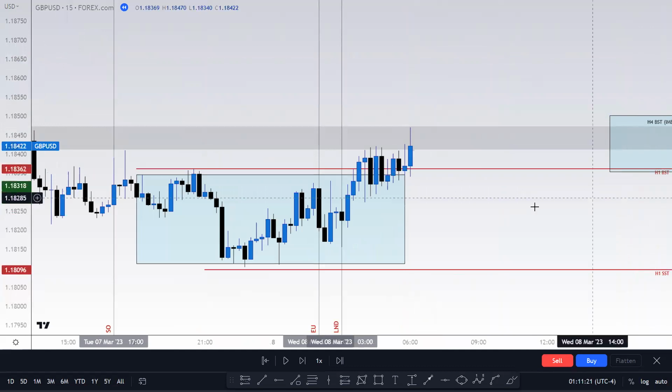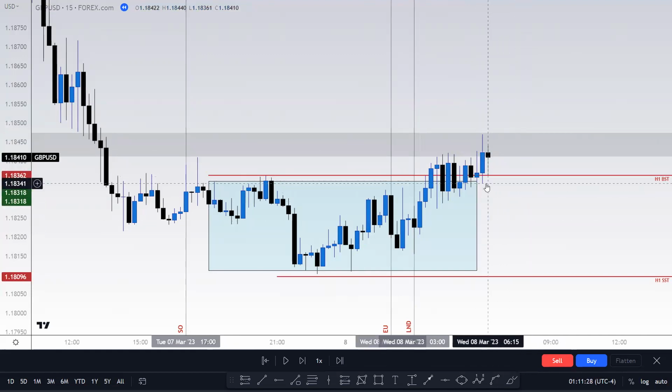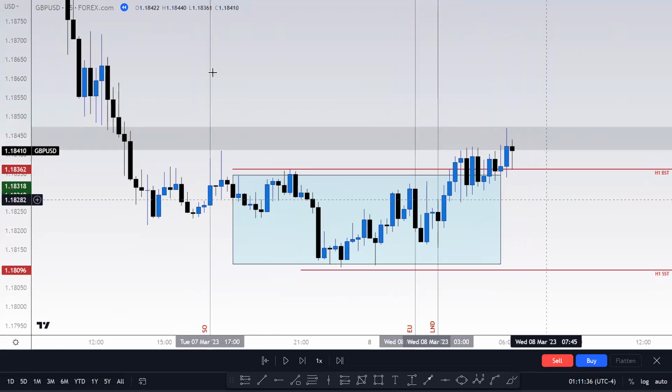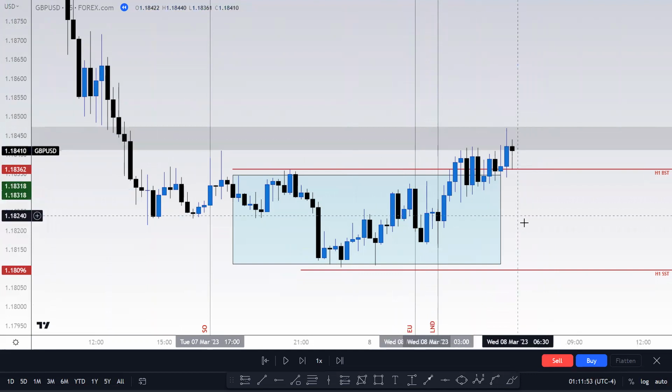Price is now taking out the H1 buy side target, as well as the 4-hour buy side target. So at this point, I'm interested in going short, right? So this is now very late into the open of the London session, going into the New York Open. And what I'm seeing is a potential BRR scenario where price could give us that bearish reversal.